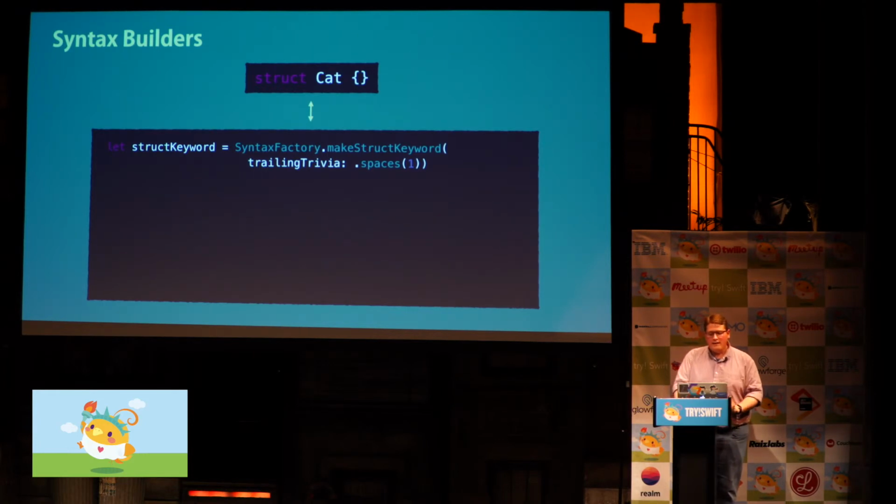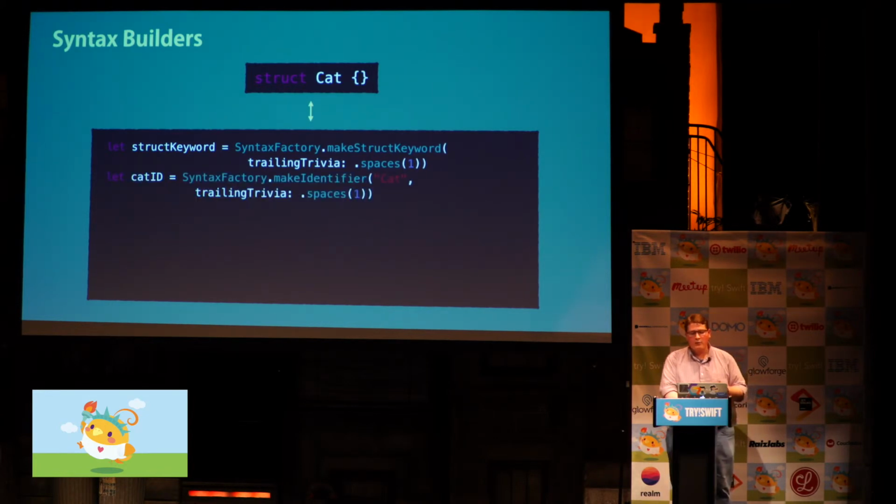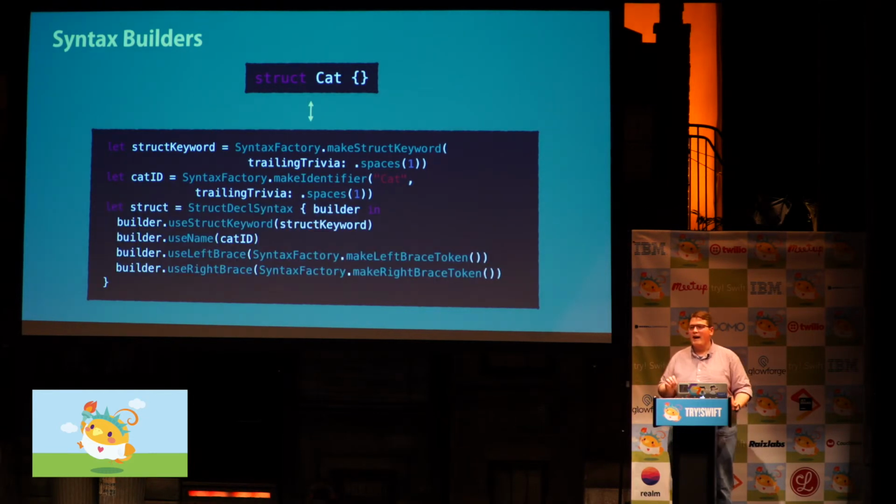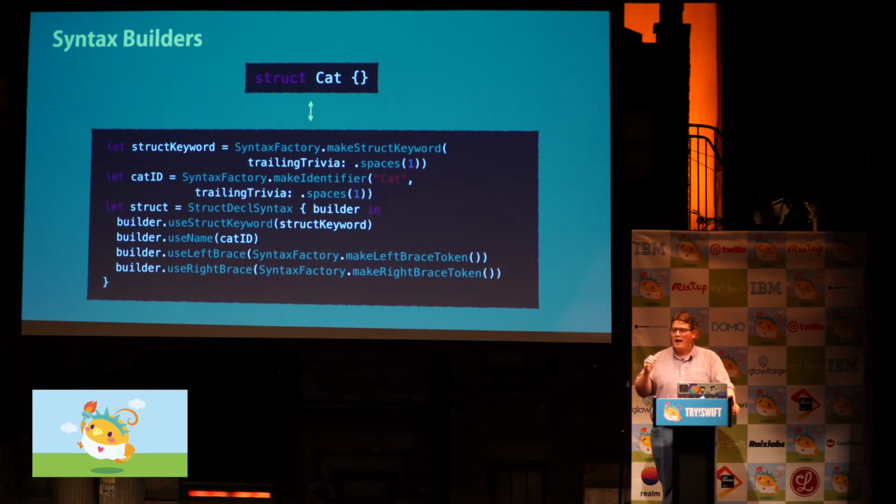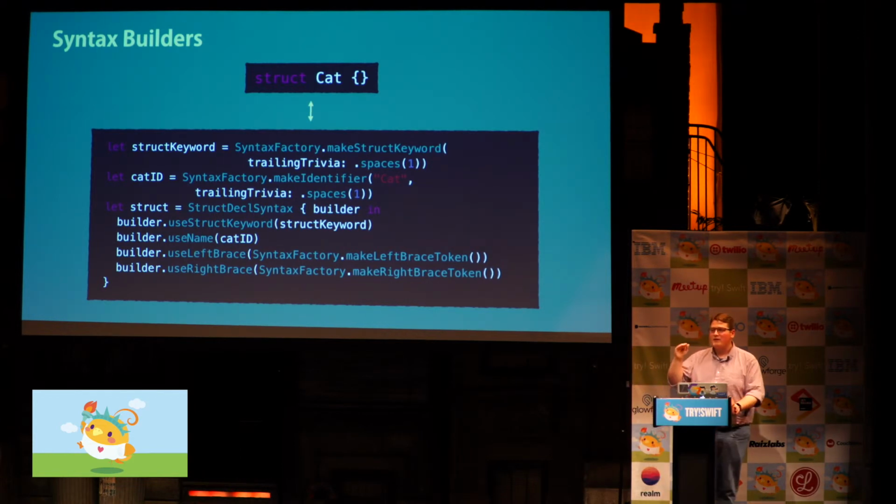So if we want to make this cat, first we'll make the struct keyword with 1 space of trailing trivia. We'll make the cat identifier with 1 space of trailing trivia. And then we'll call into the struct syntax builder initializer. This is an API that passes you in a closure a builder. And then you tell that builder each piece of syntax that you want to use. We only want to use these 4 tokens, so we could ignore all the other methods. We just tell the builder, hey, use this struct keyword, this name, and this left and right brace.